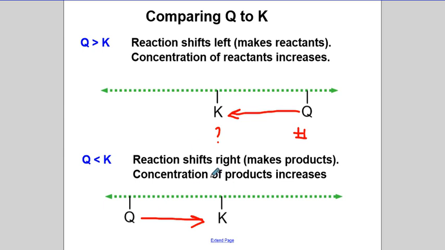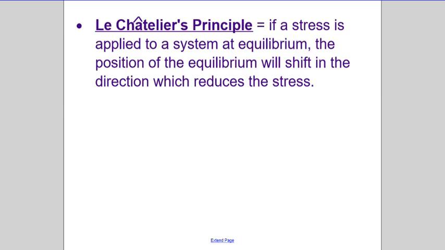And you'll notice we keep using this word shift. So this all ties into Le Chatelier's principle. If a stress is applied to a system at equilibrium, the position of the equilibrium will shift in the direction which reduces the stress. It sounds like a lot, but basically what it's saying is you have some system at equilibrium. And all of a sudden something is done to this equilibrium. So you're doing something to this value which causes it to change and it is not at equilibrium anymore. It's now at a Q.